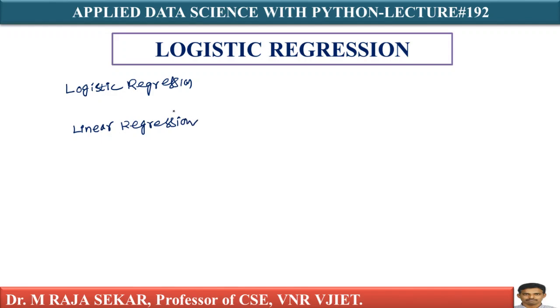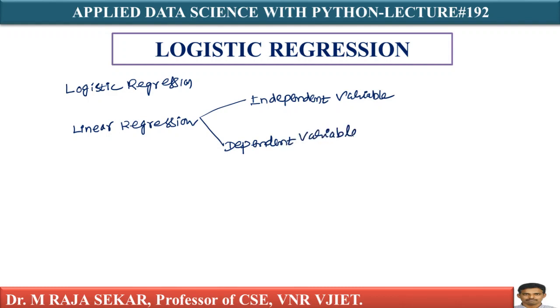In the case of linear regression, both the independent variable and the dependent variable. We studied what is an independent variable, what is a dependent variable. In the case of linear regression, which we discussed in previous lectures, both the variables, in the sense dependent variable and independent variable, are continuous. We discussed these types of examples in which both independent and dependent variables are continuous.